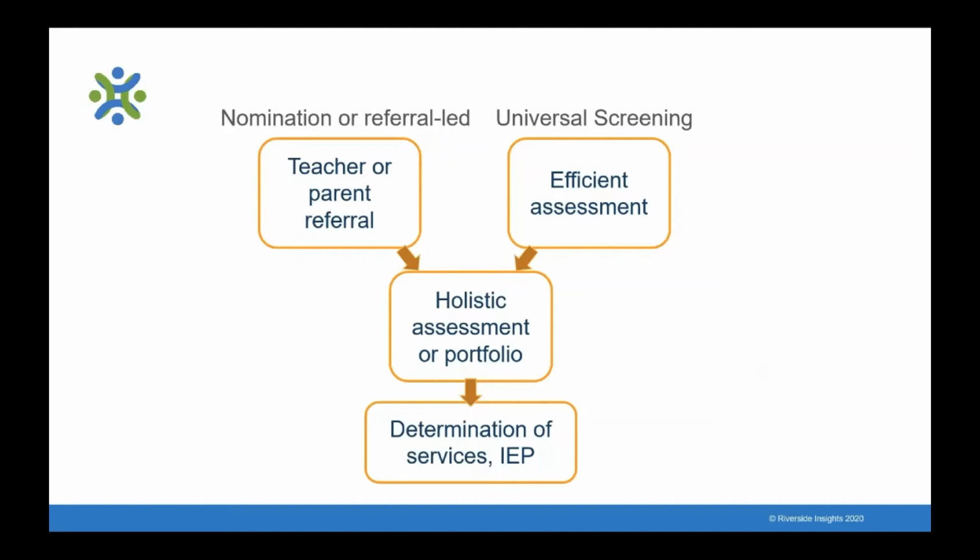Whether you start with referral or screening, the next stage is always some kind of assessment follow-up. So a holistic assessment, a portfolio, the matrix that many states and districts use, something like that, where you're gathering a variety of information, and then ultimately you're making that determination of services and maybe making an IEP, a plan for that student's education.